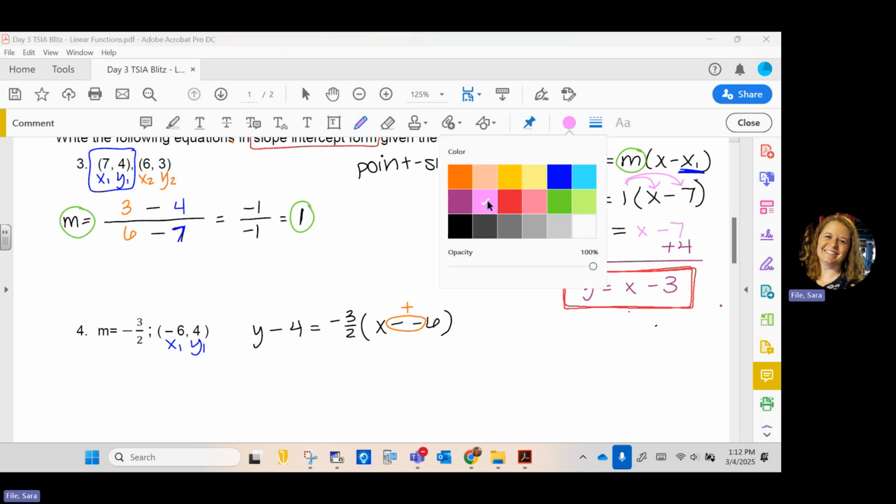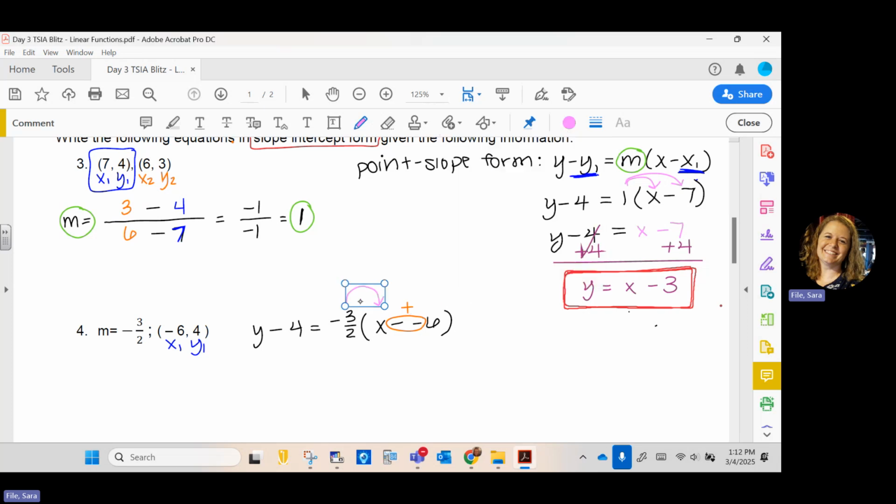Now we still have to distribute our m, which this time it is going to make a difference because it's not just a 1. So I have to multiply -3/2 times x, which gives me -3/2 x. And then -3/2 times +6, which gives me negative. And then you've got 6 times 3 is 18, divided by 2 is 9. So -9.